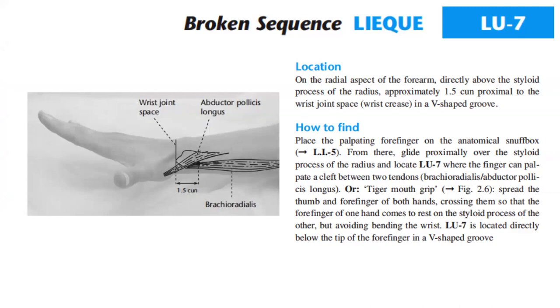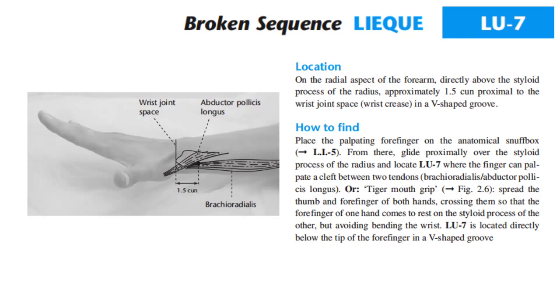How to find Lung 7? Place the palpating forefinger on the anatomical snuffbox, which is LI5. From there, glide proximally over the styloid process of the radius and locate Lung 7, where the finger can palpate a cleft between two tendons, brachioradialis and abductor pollicis longus, or using the tiger mouth grip.